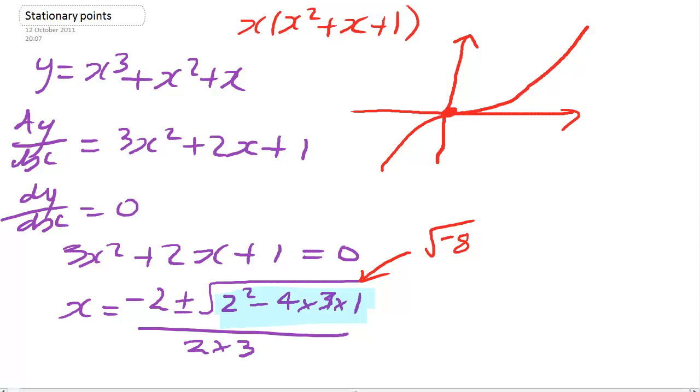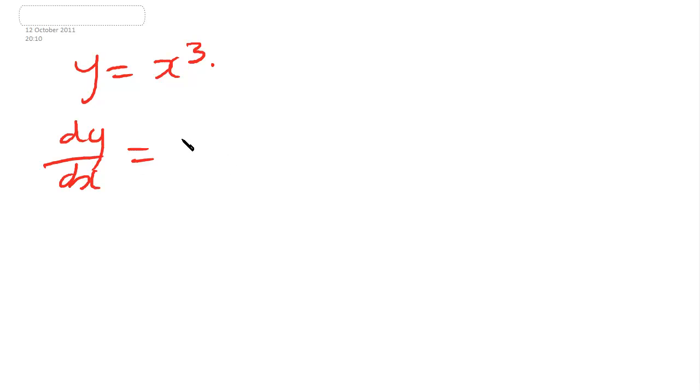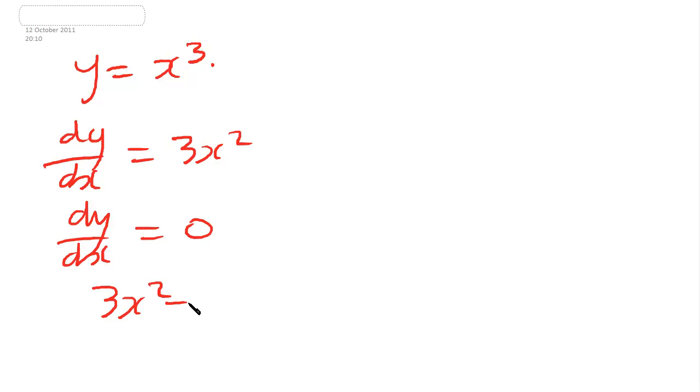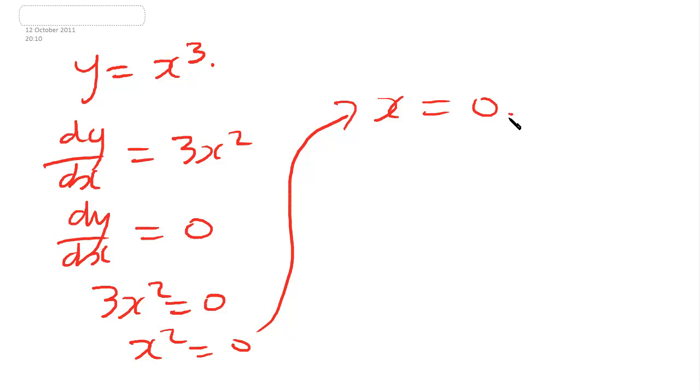Now let's look at one where we do have a 0 stationary point. Well, it's a nice easy one. Let's look at y equals x cubed. dy by dx equals 3x squared. Now if we make that equal to 0, you get 3x squared equals 0. So therefore x squared will equal 0. So therefore x equals 0.